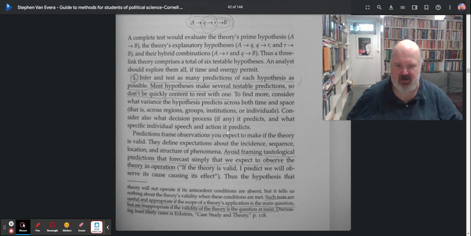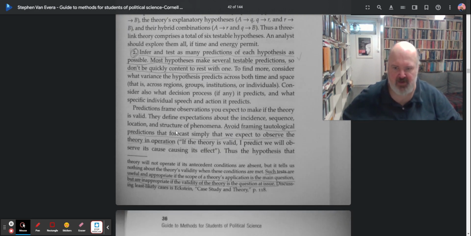Multiple hypotheses, and each hypothesis has different tests. Predictions frame the observations you expect to make if the theory is valid. In other words, the predictions you make frame the observations you'd expect in the phenomena if the theory is valid. They define expectations about the indices, sequence, location, and structure of phenomena. So they define the expectations of the indices, what is there, the sequence, location, and structure.